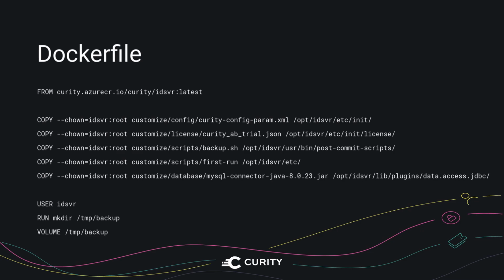We will create a custom Docker image based on Curity's default image. We have a parameterized configuration that we will copy to our image. We will also put the license in the image. We have the backup script that we will copy to the post-commit scripts folder. There is even another script called first run that will run when the server starts for the first time. We will also add a database driver for the external data source to our custom image. And we will create the folder for our backups that we declare as a volume.